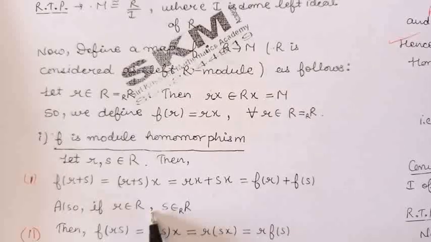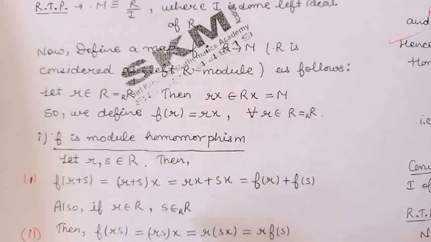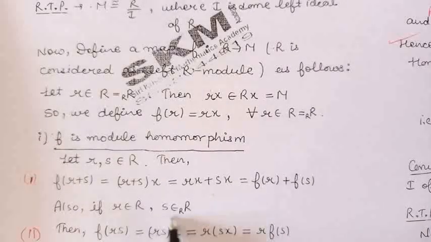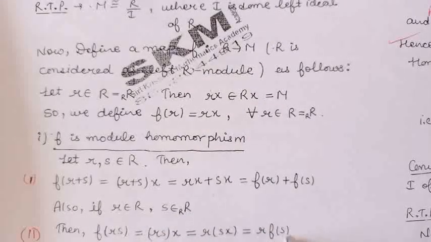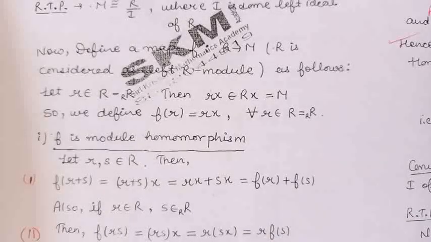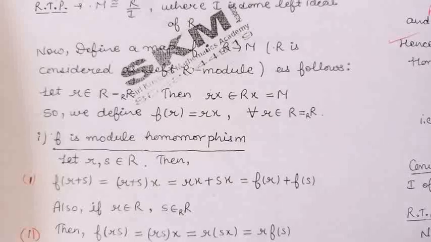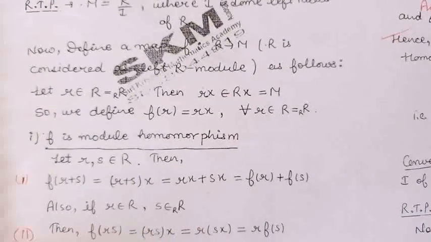r and s both are elements of R. Now by definition, the image of rs under f is rs into x, and this can further be written as r into sx. sx is the image of s under f. So both conditions for module homomorphisms are satisfied. So this proves that f is a homomorphism of R-modules.